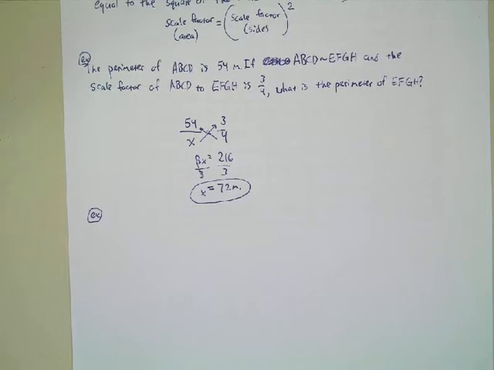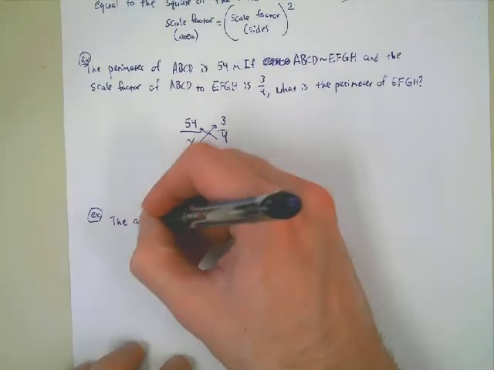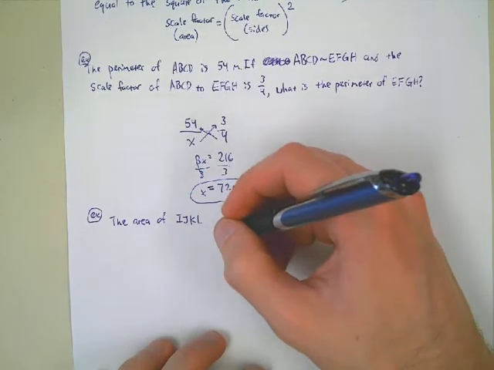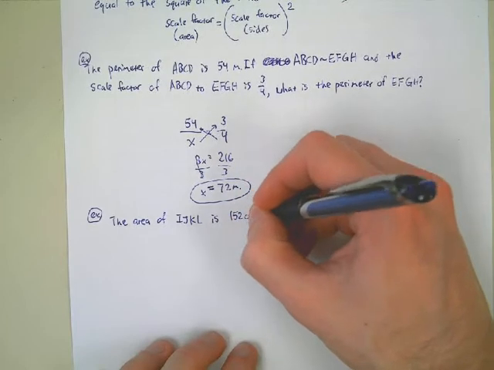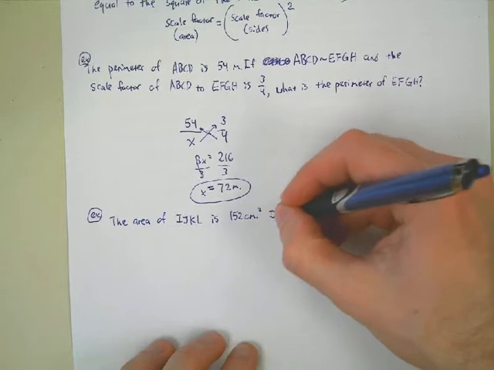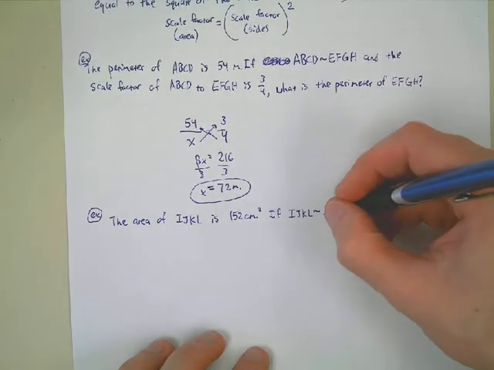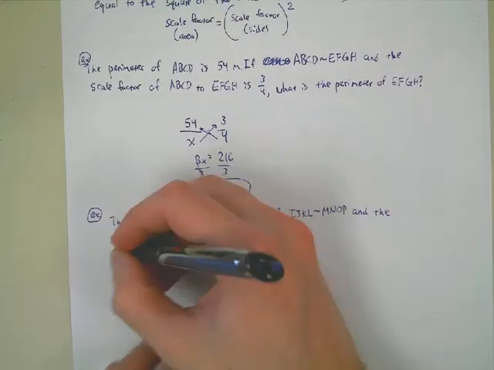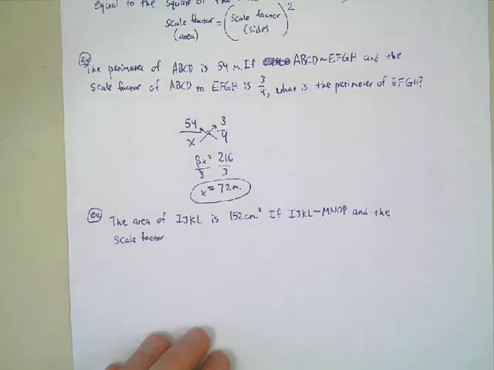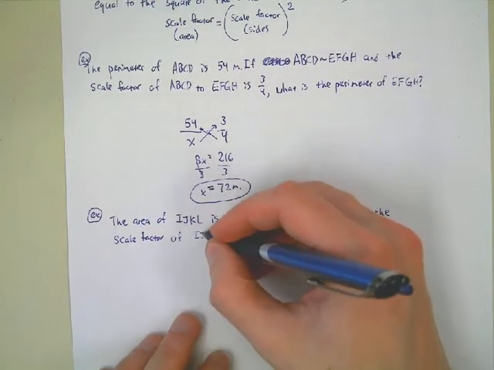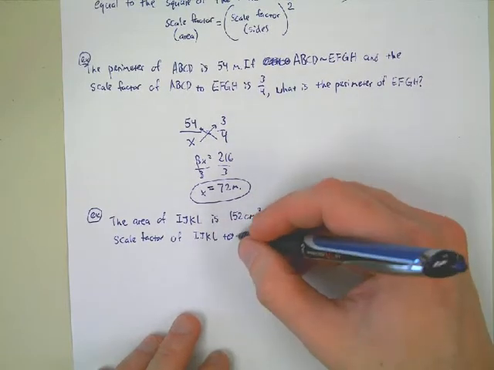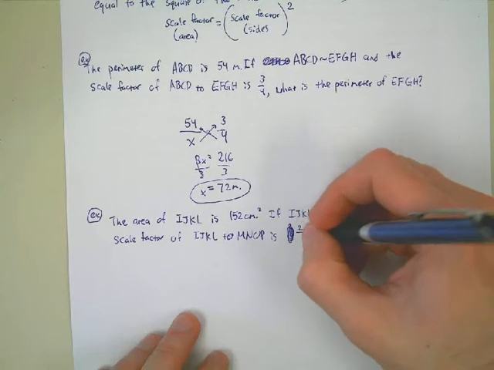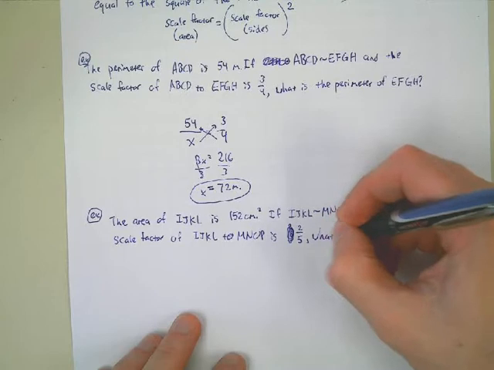All right. So let's look at another one here. Let's say the area of IJKL is 152 centimeters squared. If IJKL is similar to MNOP, and the scale factor of IJKL to MNOP is 2/5. Whoops, I said 2/5 and I wrote 2/3. 2/5. What is the area of MNOP?